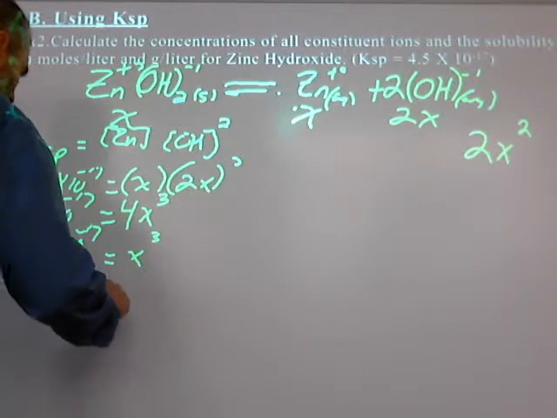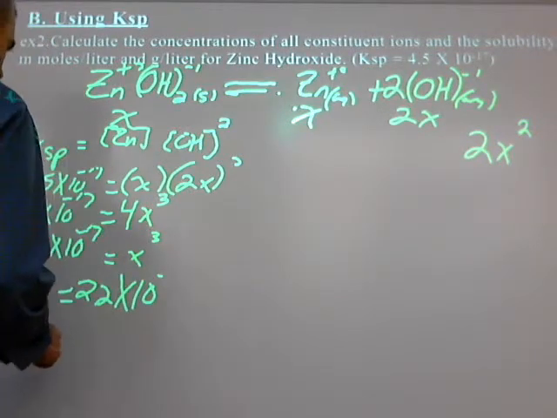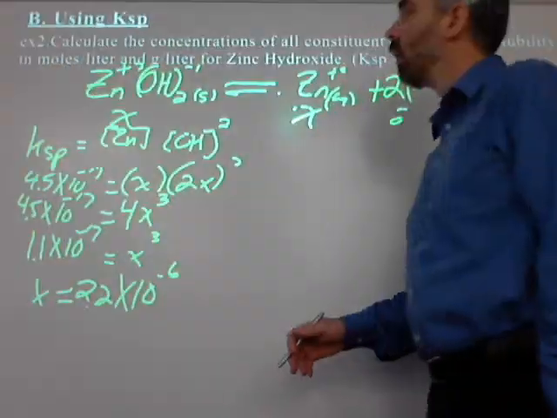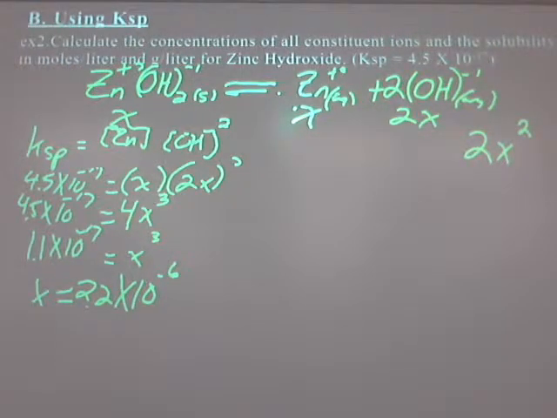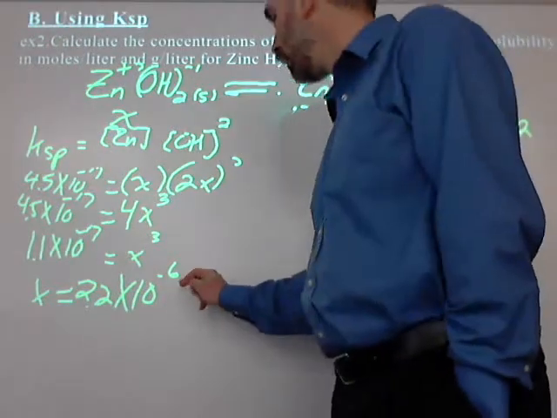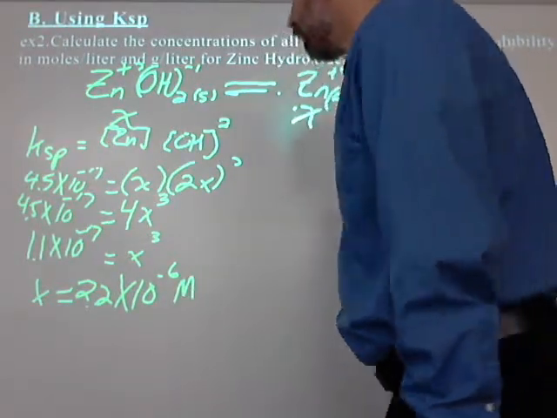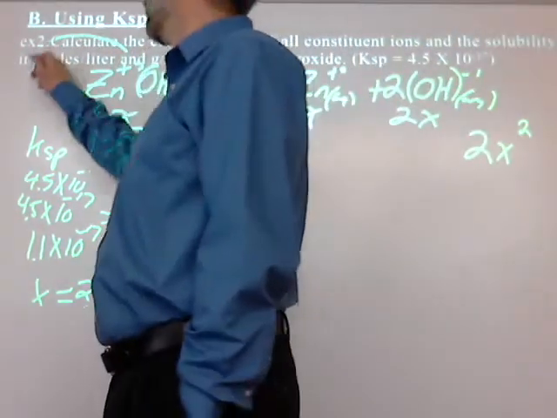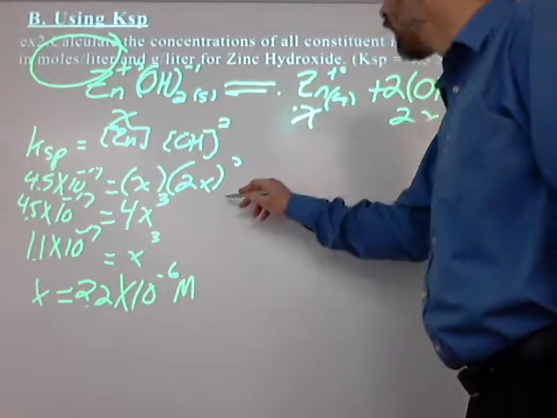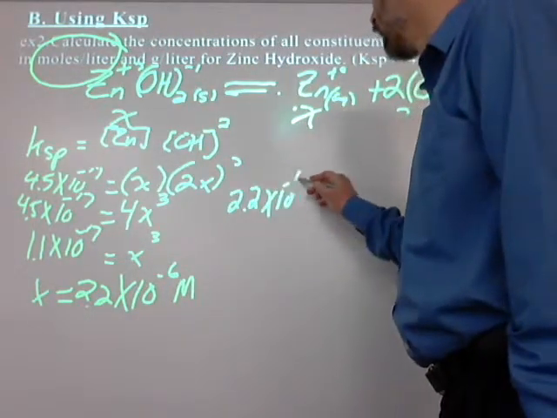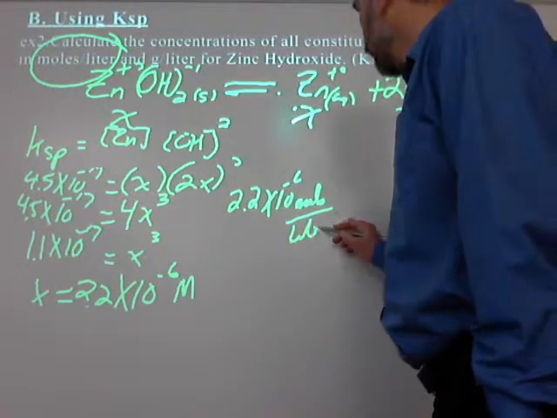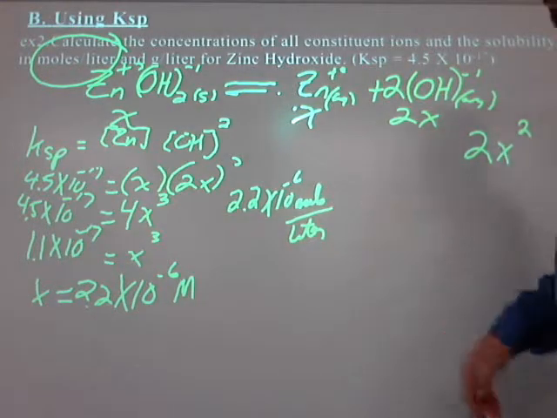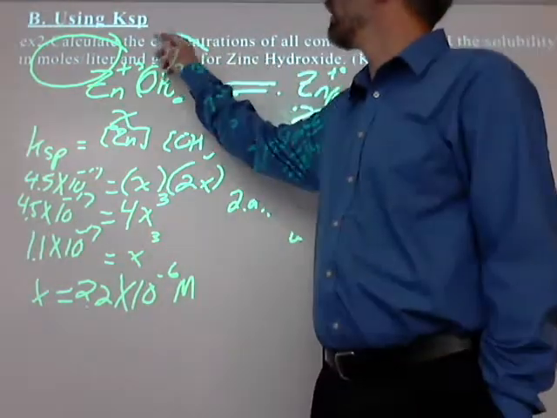So 2.2 times 10 to the negative what? 6. Now that is your answer for the molar solubility of zinc hydroxide. That's the molar solubility. That's how many moles per liter. But I also want the gram solubility. So if I know I've got 2.2 times 10 to the -6 moles per liter, and I want grams per liter.